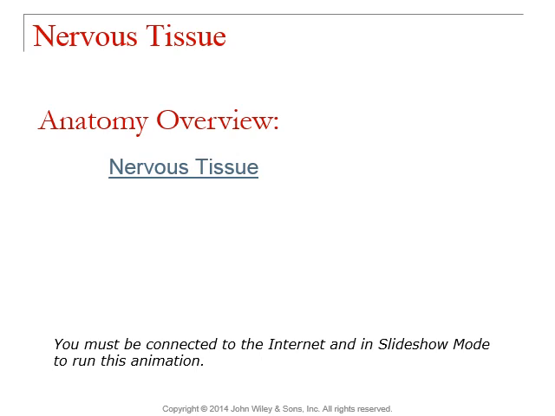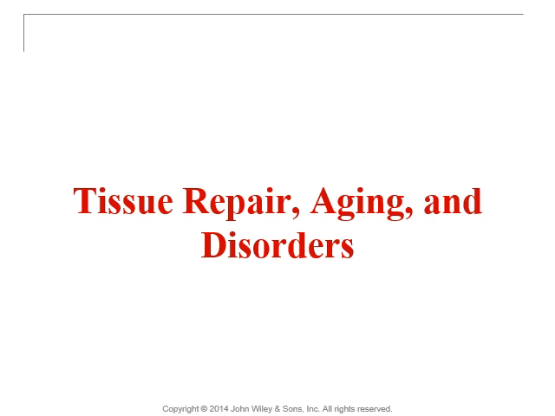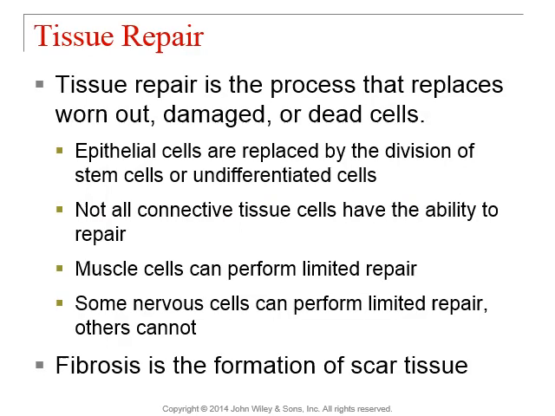So let's talk about tissue repair, aging, and disorders. We're going to go through some very broad strokes through each one of these here. Tissue repair can happen in different ways depending on the tissue involved. Naturally, tissue repair is the process that's going to replace either worn out, damaged, or dead cells, or any kind of damaged fibers found within the cells.